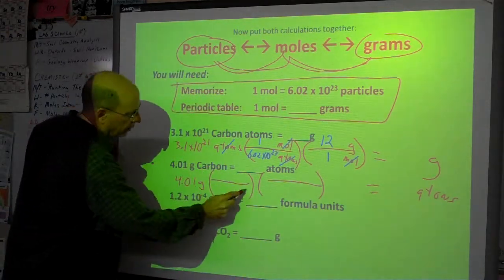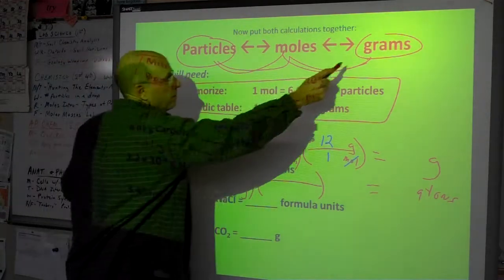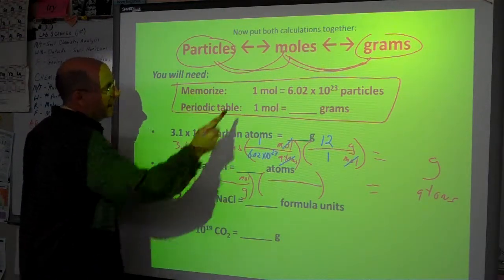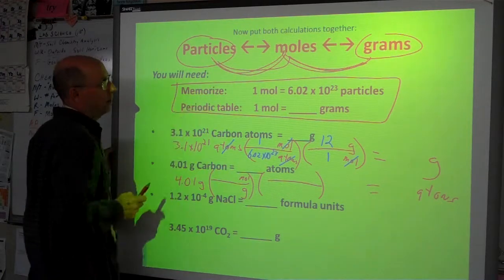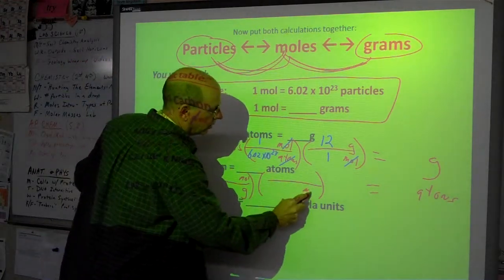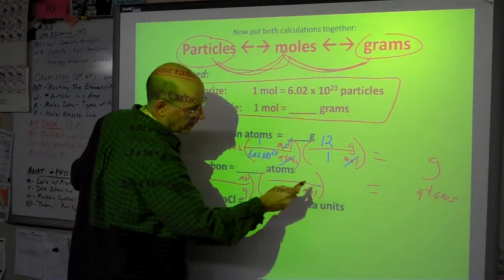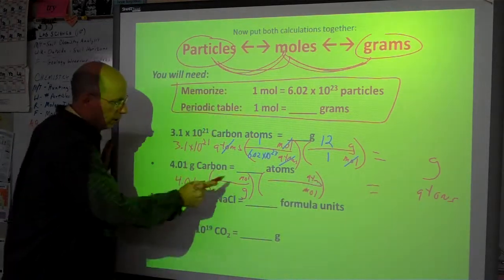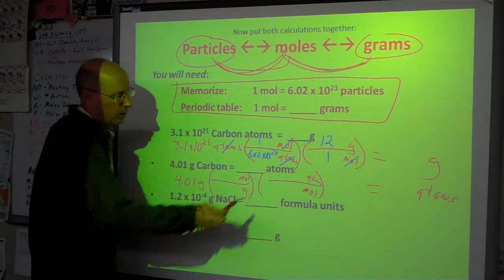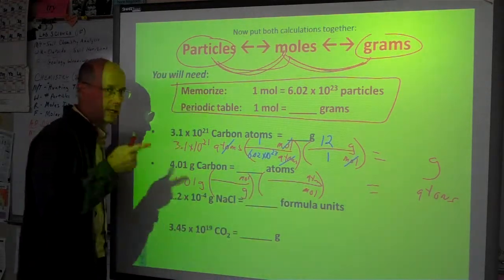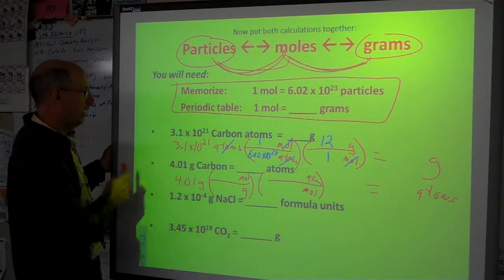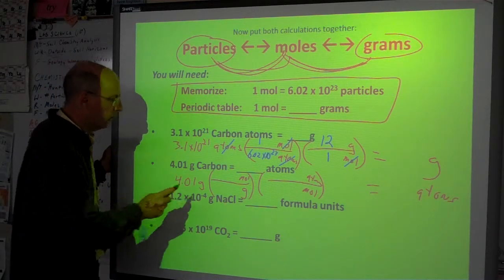The first one, I want to get rid of grams, and I want to get moles. And the second one, I want to get rid of moles and go right to particles. So moles to particles. In this case, what kind of particles are they? They're atoms. Grams to moles information from the periodic table. Moles to number of atoms, 6.02 times 10 to the 23rd. Okay, so we're talking carbon atoms. They weigh 12 grams per mole.